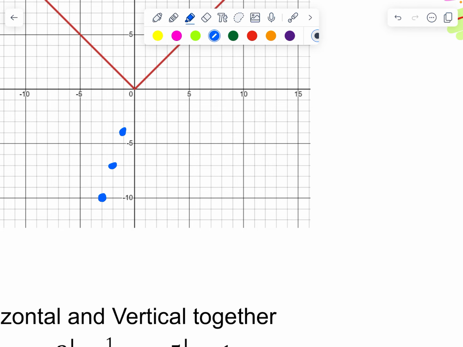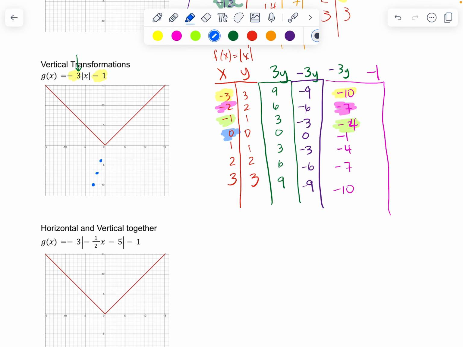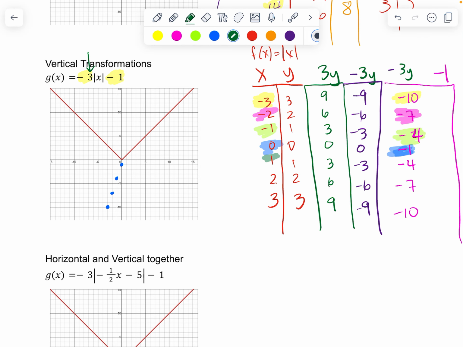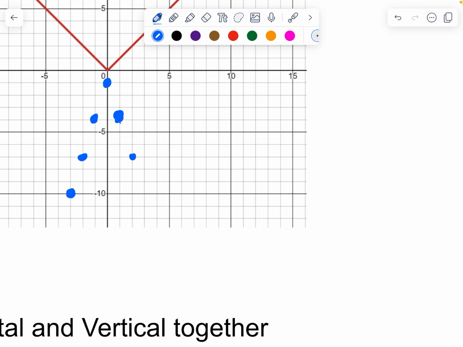And then I'm going to have 0, negative 1. And then I have 1, negative 4. And if you notice, it's going to just reflect, because this is the line of symmetry. The y-axis is the line of symmetry.